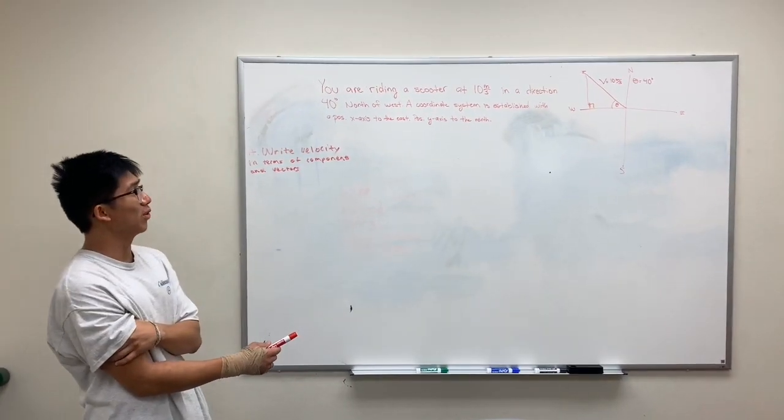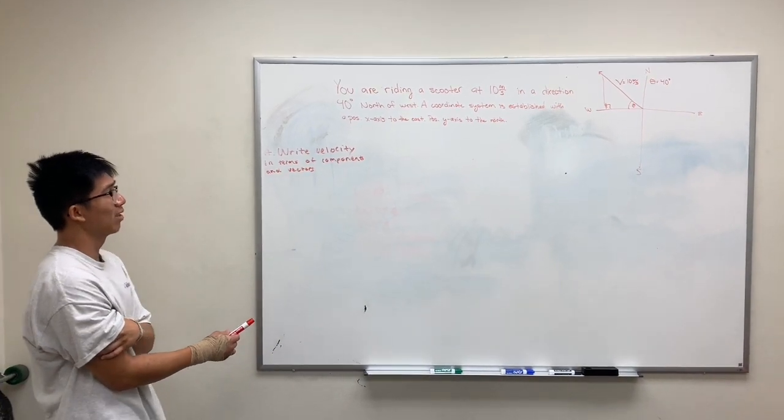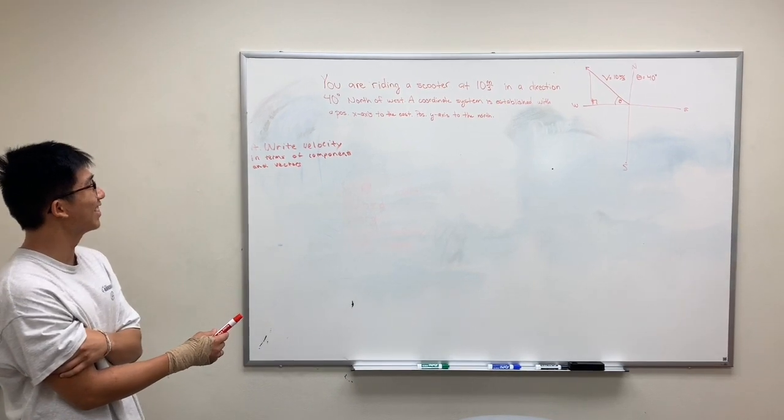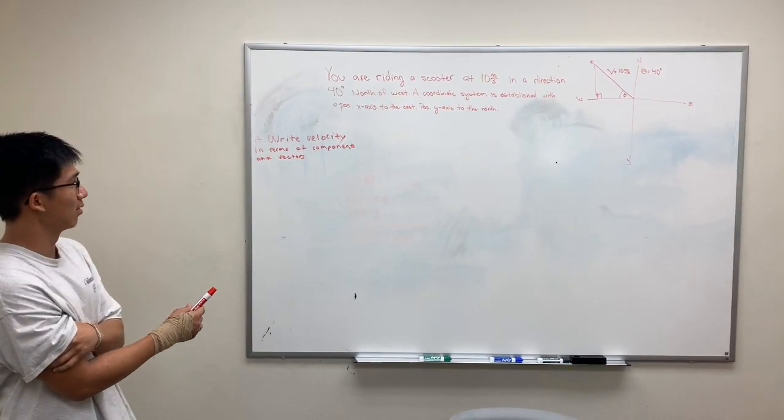So you are riding a scooter at 10 meters per second in a direction 40 degrees north of west. A coordinate system is established with a positive x-axis to the east and positive y-axis to the north. Write the velocity in terms of components and vectors.